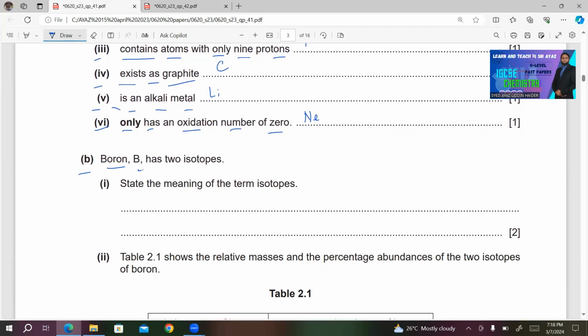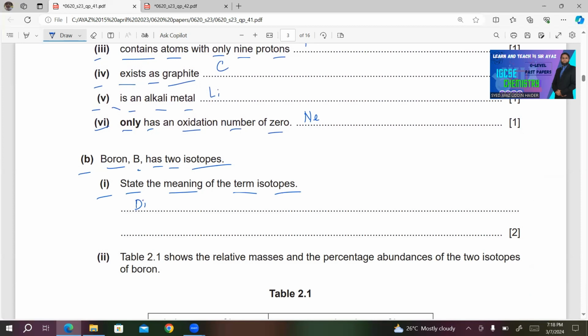Boron has 2 isotopes. 1, state the meaning of the term isotopes. They are asking the definition of the isotopes. You know, they are different atoms of the same element with the same number of protons or proton number and different number of neutrons or nucleon number.